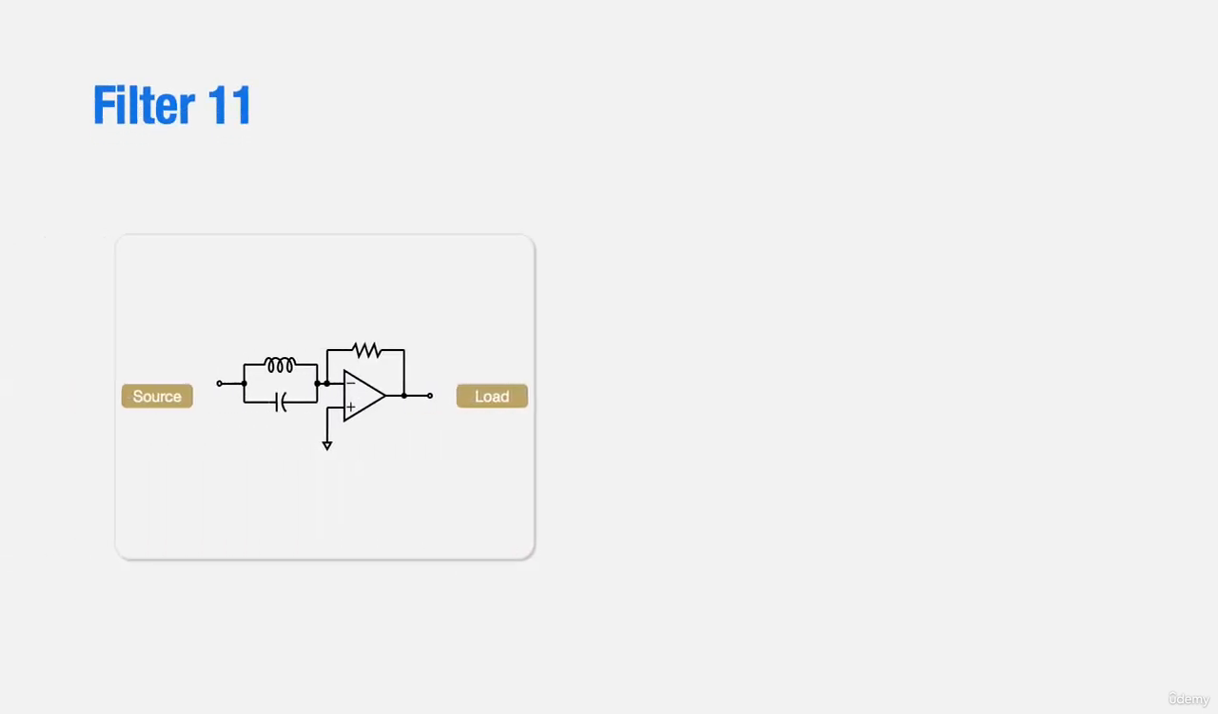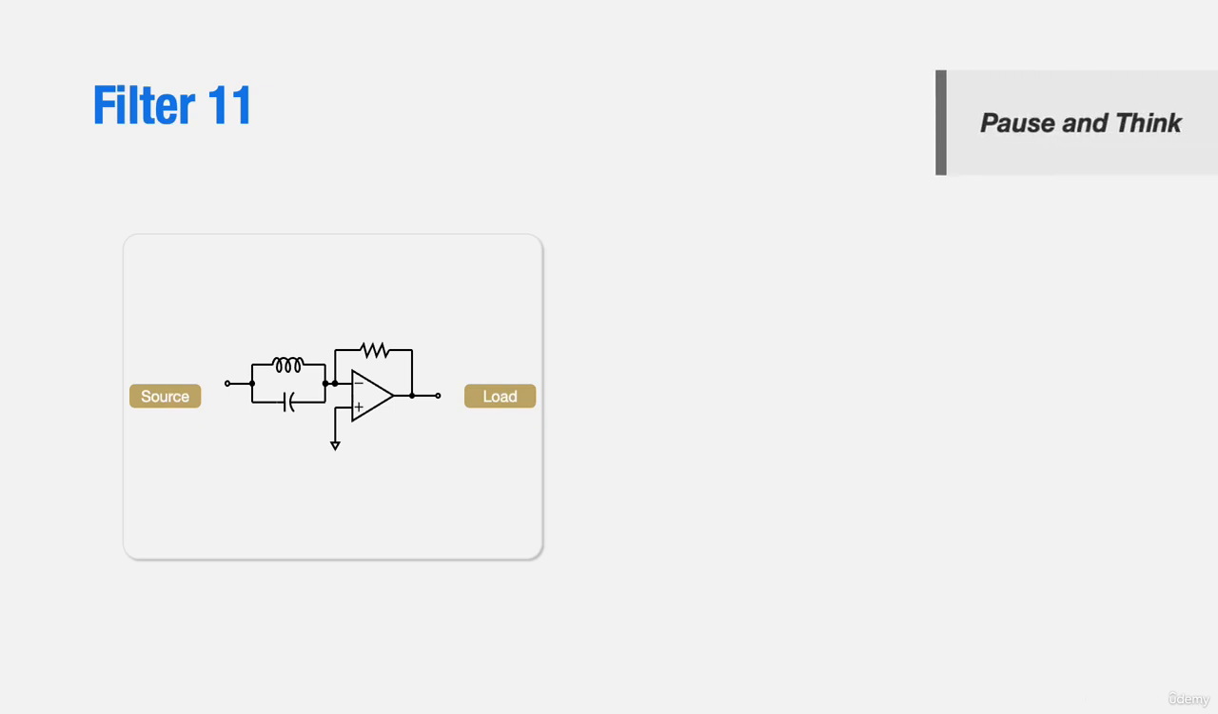Suppose we use a parallel LC circuit at the amplifier input, but in series with the input signal path. What type of filter does it represent? This circuit serves as a band reject filter since this path acts as an open circuit at its resonant frequency, preventing signals of that frequency from passing through it.